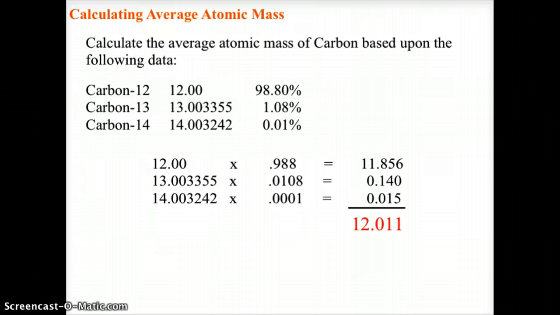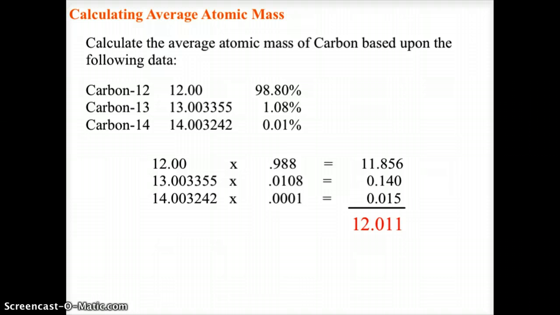So when we take those values for percent, we end up going 12.00 times 0.988, which gives us a value of 11.856. 13.003355 times 0.0108, remembering to move the decimal 2 to the left, to give us a value of 0.140. And then 14.003242 times 0.0001, which gives us a value of 0.015. Now adding this up, we actually get a value of 12.011, and on our periodic table we've rounded all our values to 2 decimal places, so that's why on our periodic table it says 12.01.